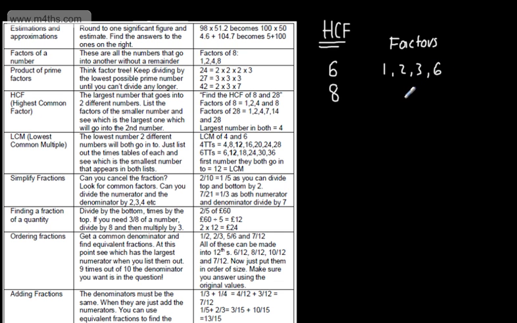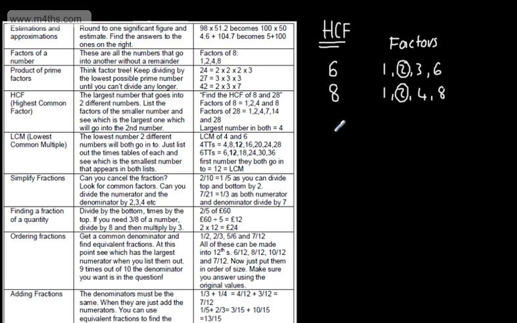I say to myself, now, does 6 go into 8? The answer is no. Does 3 go into 8? The answer is no. 2 does. So the highest common factor of 6 and 8 is 2. We could have listed out the factors of 8, 1, 2, 4, and 8, and looked along the list at the largest number that's in both lists. So that's the highest common factor.